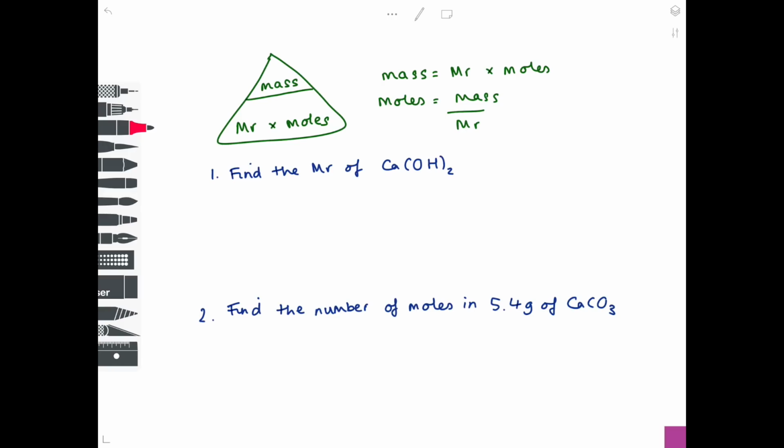So first of all, we're just finding the Mr of calcium hydroxide, and that's just a matter of looking up the various masses in the periodic table, tends to be the top number, and adding them all together. So if we have a look, we see calcium is 40, oxygen is 16, but we have to times it by 2 due to this small 2 here, and then we add hydrogen, which is 1, and again times it by 2. Pop that into your calculator.